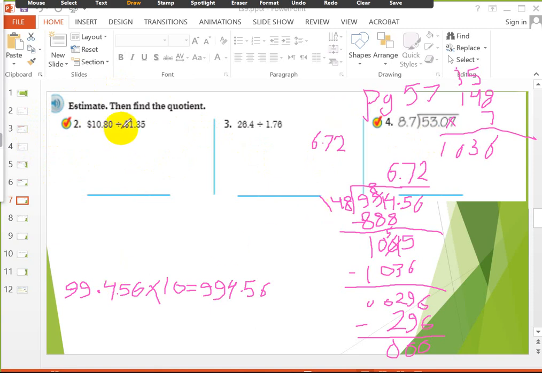Now, the divisor here is 1.35 hundredths. Okay, so I want to make the divisor a whole number. This is my issue here. I want to make the divisor a whole number. So how I will do that? I have to multiply it by the powers of 10. Okay, in this question he told you that you have to estimate. Okay, so I will estimate when we finish.